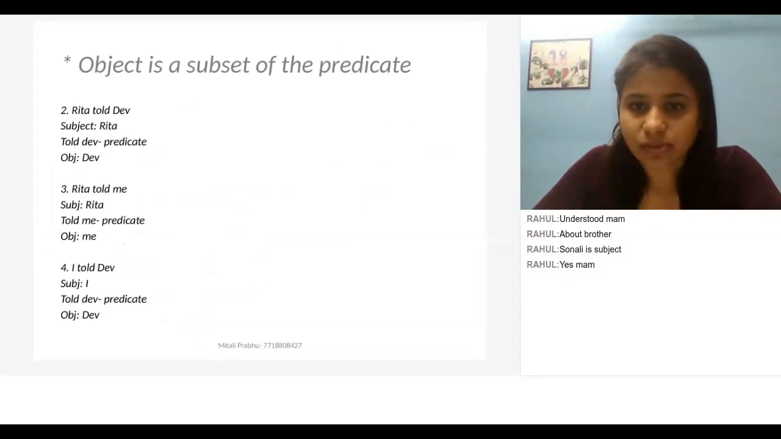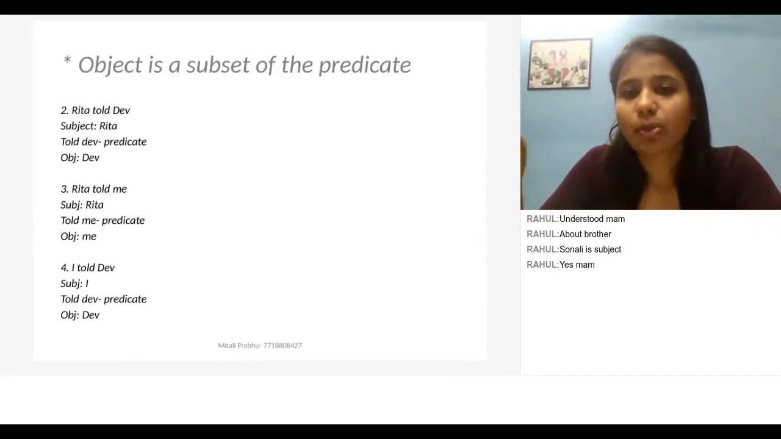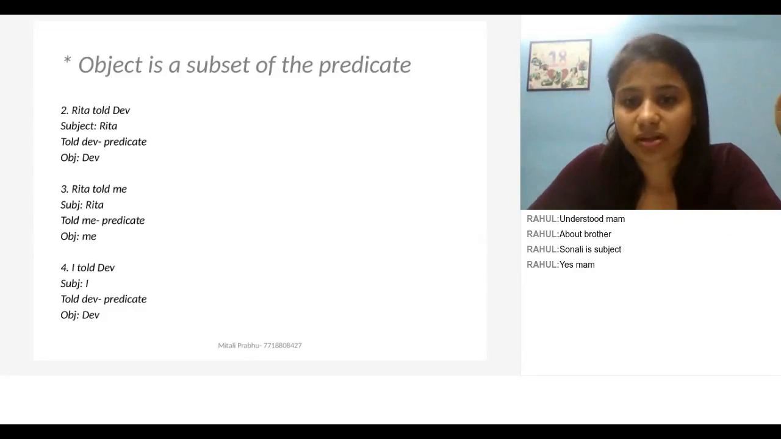We'll take a few more examples. So don't get confused between object and predicate. A predicate will always consist of an object. The predicate is just the remaining part of the sentence, which is not the subject.